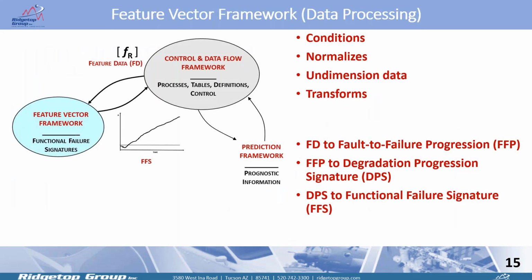Okay, so the feature vector framework has got to condition data. It's got to do some normalization. It's got to undimension the data, and I'll talk about that. It's got to do some transforms. The transform is to go from feature data to what we call a fault to failure progression signature. Then we're going to transform the fault to failure progression signature to a degradation progression signature, and then we're going to transform that to a functional failure signature.